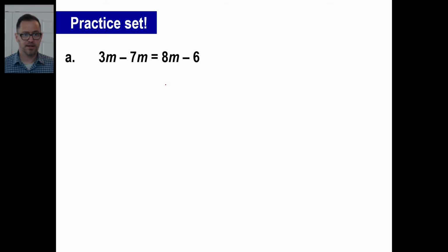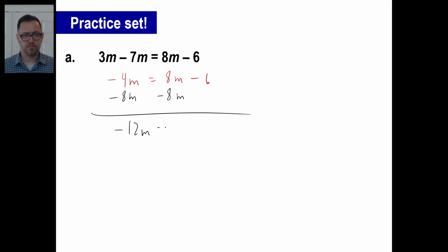Well, let's see. The left is 3m minus 7m. If we can just simplify that, gives us negative 4m. That equals 8m minus 6. I do not want that 8m hanging around on the right side, so it is gone. I am subtracting it. Negative 8m there, negative 8m there. Gone. Negative 4m minus 8m is negative 12m. Gone, of course. That gives me negative 6.